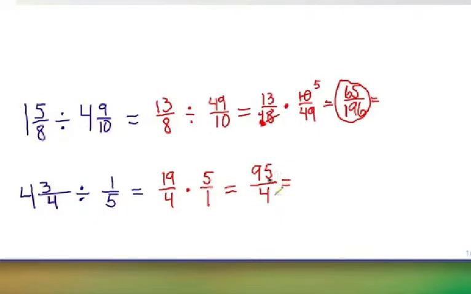So you're going to go, 4 into 95 goes how many times? 23, with 3 left over. 23 3/4.